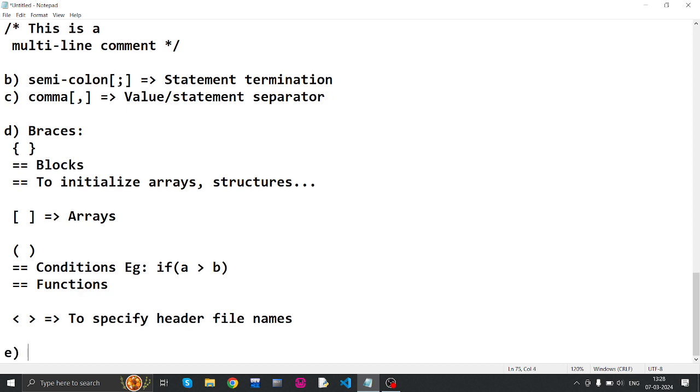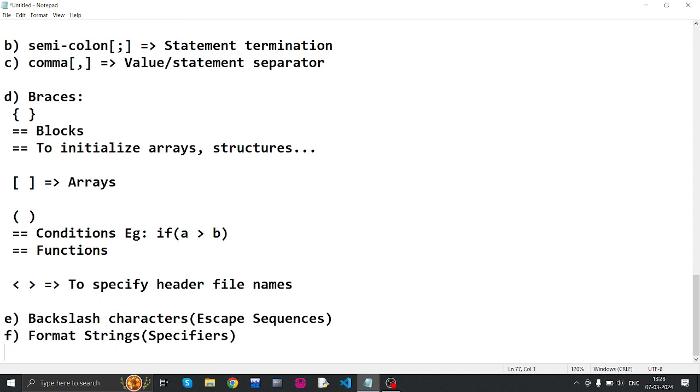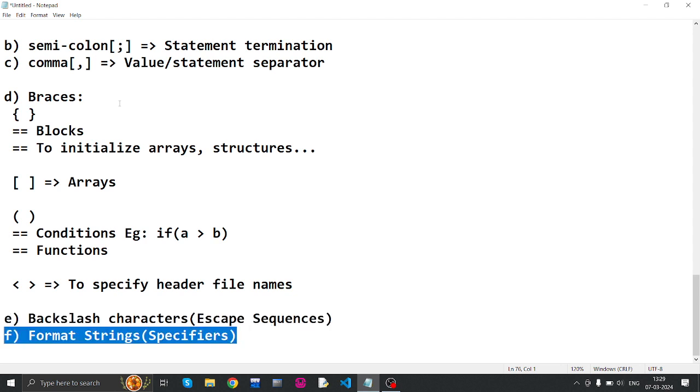Apart from that, we have some more symbols provided. We call them backslash characters, or escape sequences. Then we have symbols like format strings, or format specifiers, different types of symbols supported by C programming language. What about backslash characters and format strings? Very soon we are going to see them.